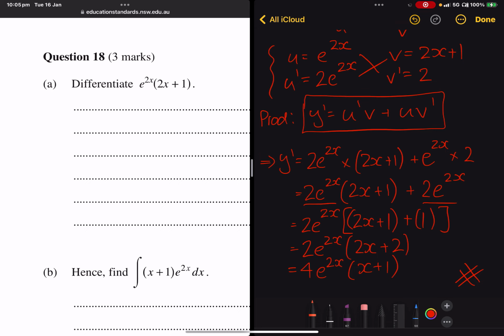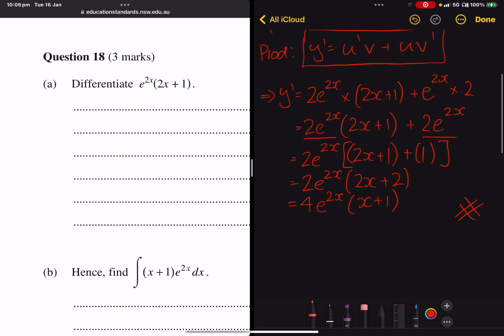There's an integral in part B. It's a rather unusual integral. But the function we just calculated, the derivative we just did, looks incredibly similar. So this is y prime. Now for part B, we're told to find the indefinite integral of x plus 1 times e to the 2x dx.